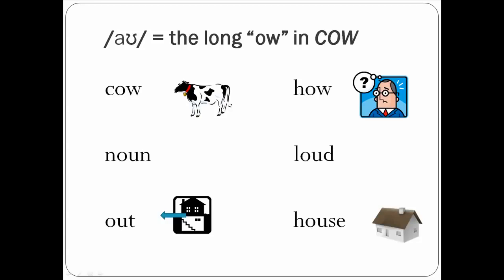Now let's practice it followed by a voiced consonant. Noun, loud. And finally, we'll practice this sound followed by a voiceless consonant. Out, house.